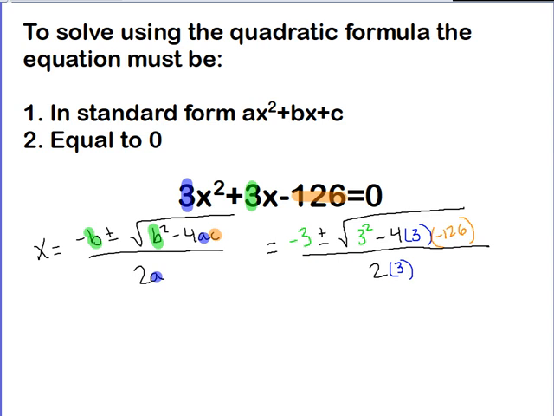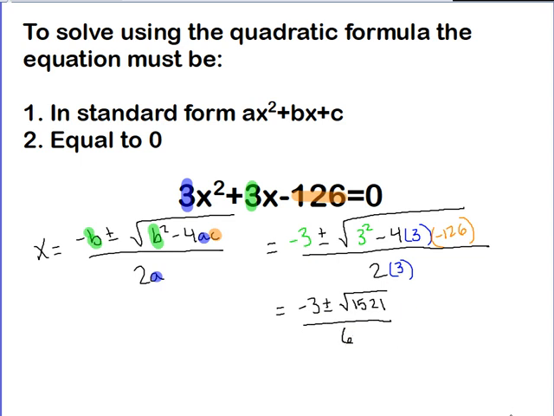All right, so then what I want you to do is grab your calculator. What I would do if I were you is put the string that is under the square root, so not the square root, but just 3 squared minus 4 times 3 times negative 126, in your calculator exactly as you see it written right there, with the parentheses and all. If you do that, you should get 1,521 under there.